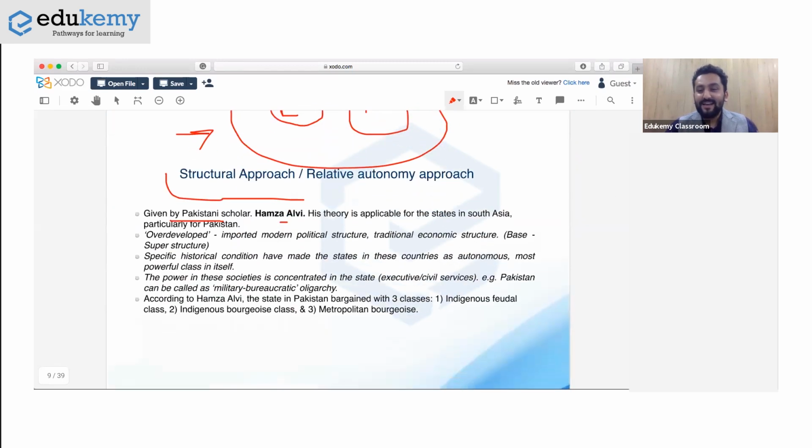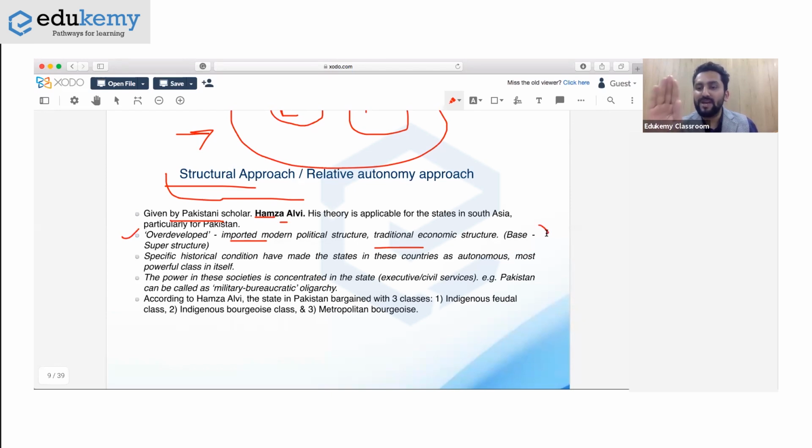Now, what you need to do: when you are in the body part and you have chosen the structuralist approach to expand, you need to mention the scholar, the Pakistani scholar Hamza Alvi. Don't build a palace; it means you need not use extra words. Don't just write that a structuralist approach was given by Hamza Alvi, who was a Pakistani scholar. No, this is not how you write this kind of answer. Just be specific: given by Pakistani scholar Hamza Alvi. His theory is applicable for states in South Asia, particularly Pakistan. Crisp. Then the overdeveloped state: I've explained, imported modern political structure, traditional economic structure.